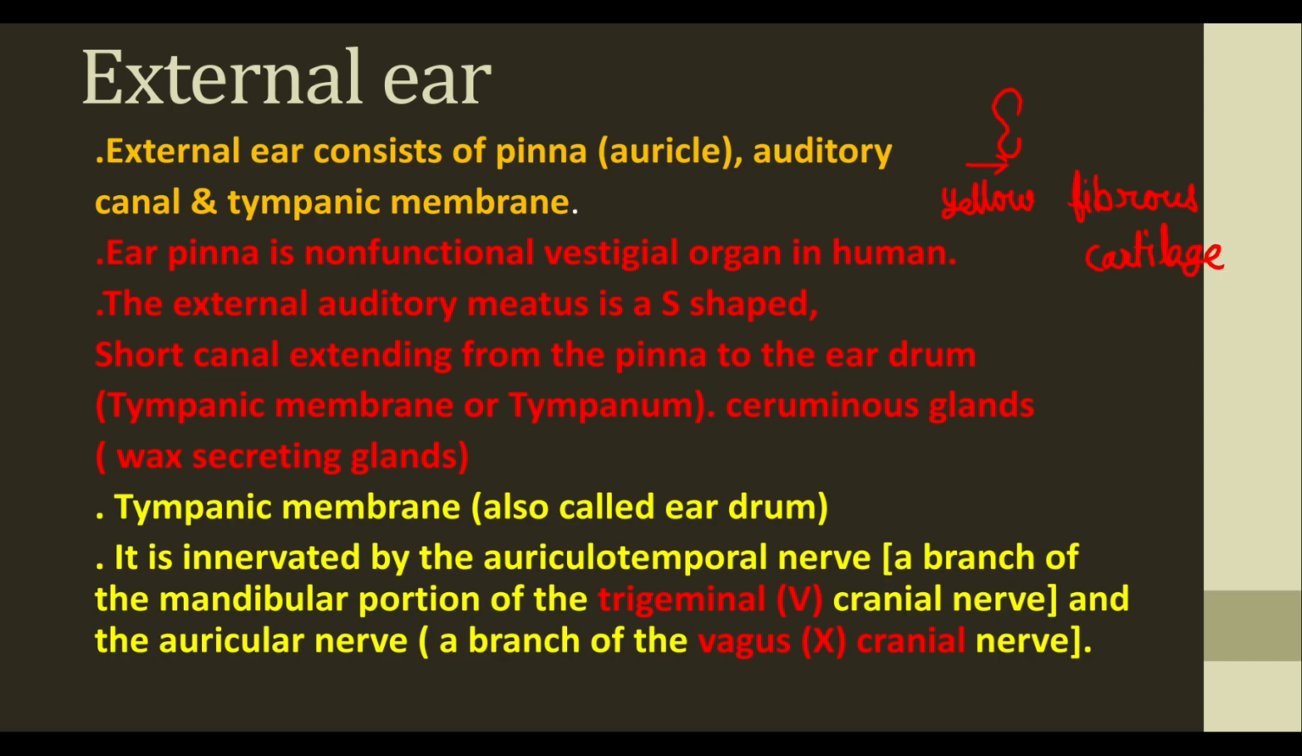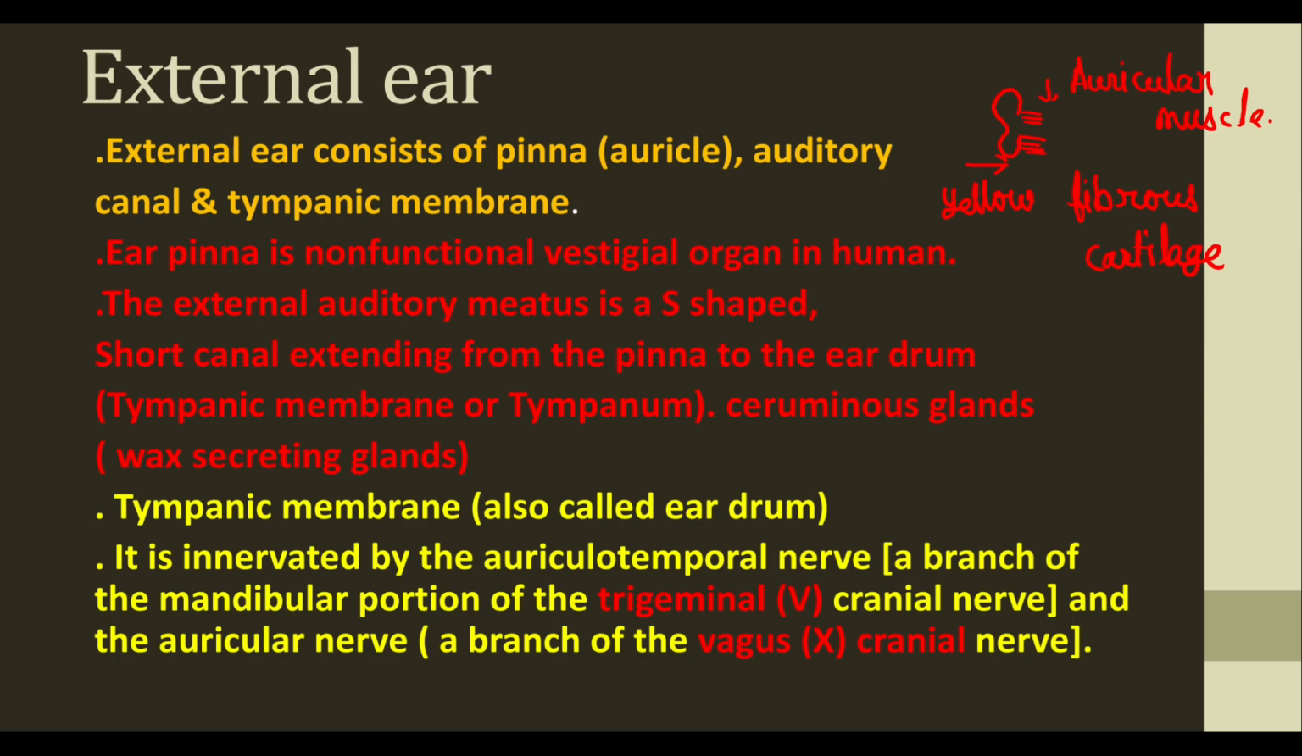This external ear is connected to the remaining part of the body by some muscles, called auricular muscles. These auricular muscles are non-functional in humans, and that's why we cannot move our ear pinna. So the ear pinna is made of yellow fibrous cartilage, and it is a non-functional, vestigial, S-shaped organ in humans. Its possible function is that it collects sound.